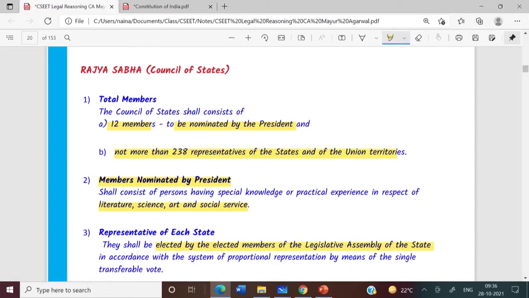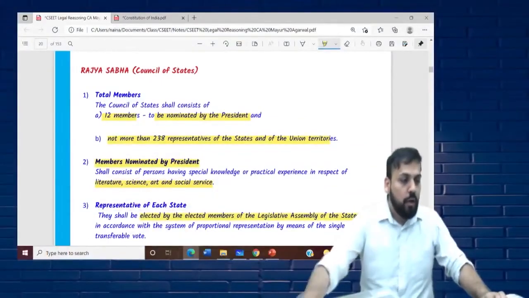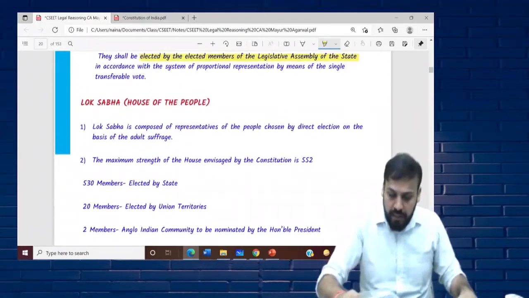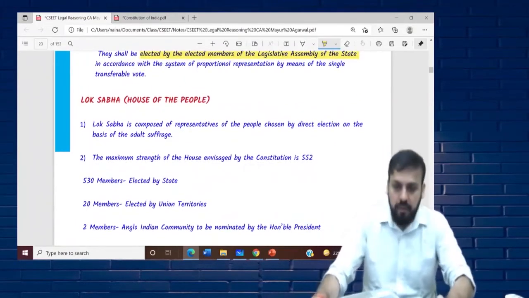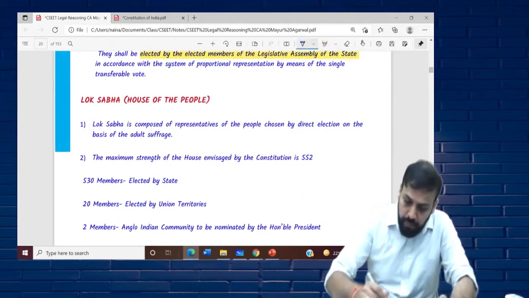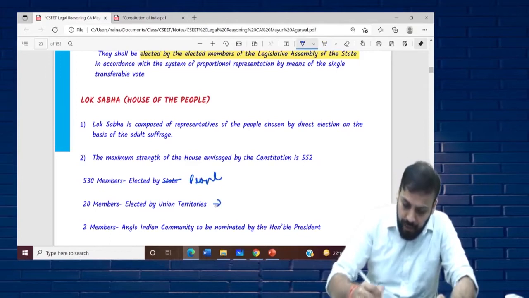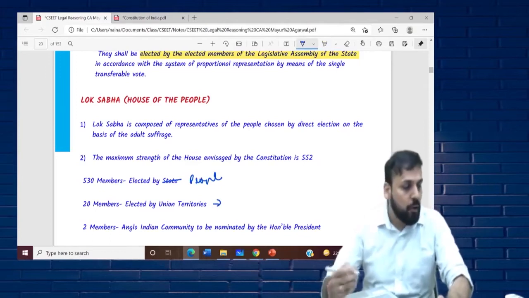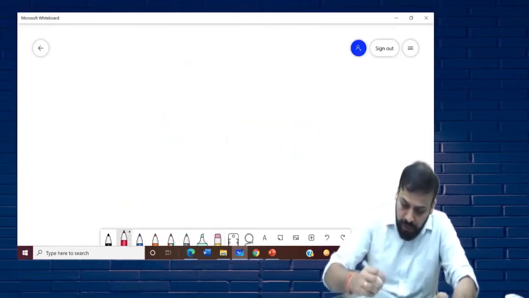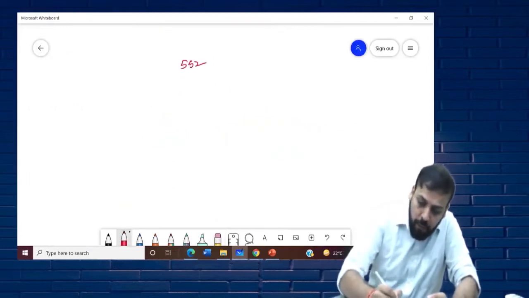Okay, now let us proceed. So that was Rajya Sabha. Now we'll talk about Lok Sabha. Lok in Hindi means people, house of the people. So Lok Sabha is again like 552 members. Out of 552, 530 are elected by the people of the states, and 20 by the people of Union Territories, and two members of the Anglo-Indian community will be appointed by the President. So the total in Lok Sabha is 552.